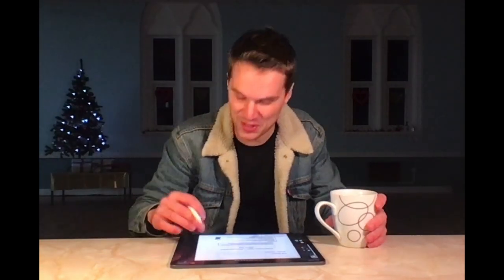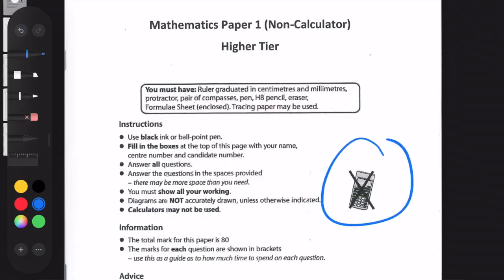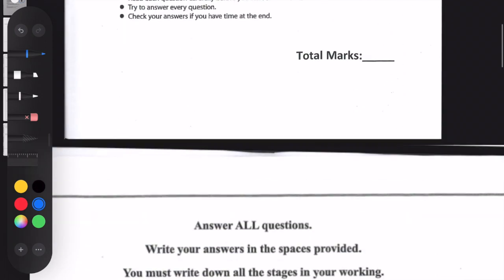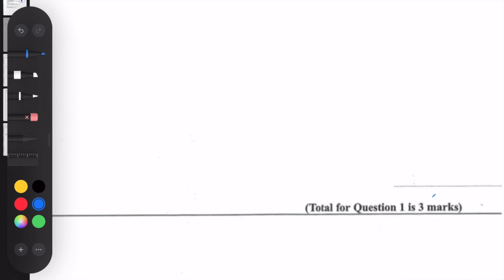So, these are the rules. Don't use a calculator, otherwise you'll get disqualified before you even start. Each paper is worth 80 marks and you get 90 minutes to do your test. So it's roughly about 1 minute per mark, and every question tells you how many marks the question's worth. So this is 3 marks, so you want to spend about 3 minutes doing your question.